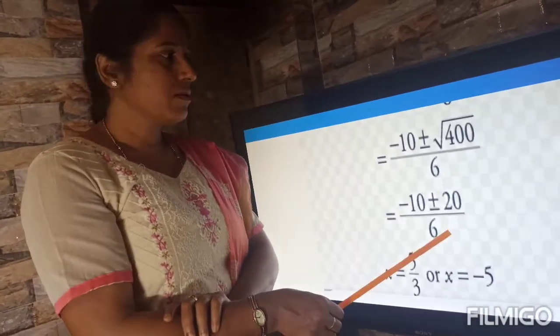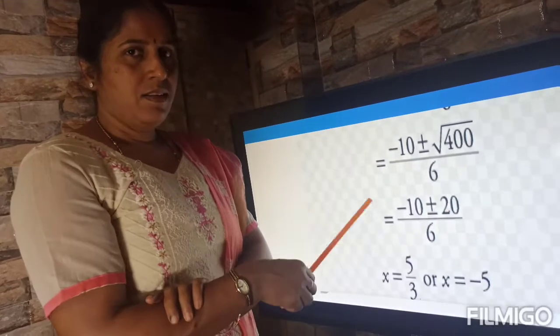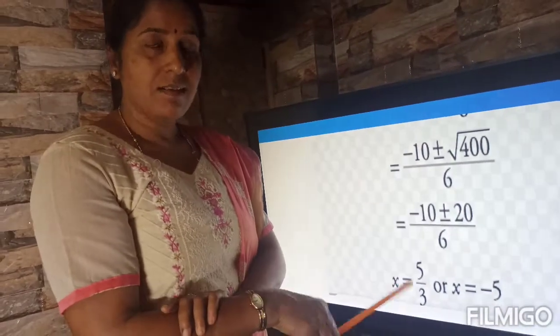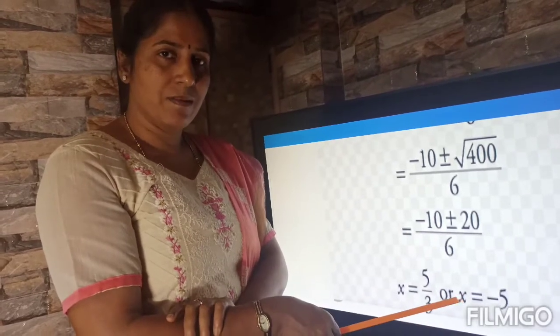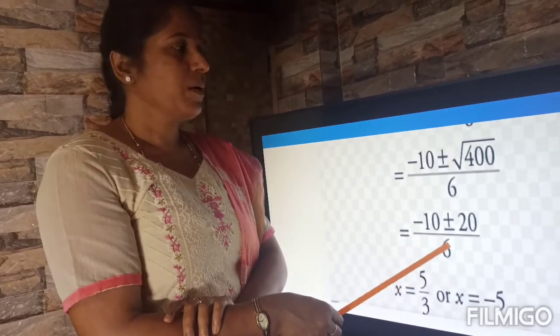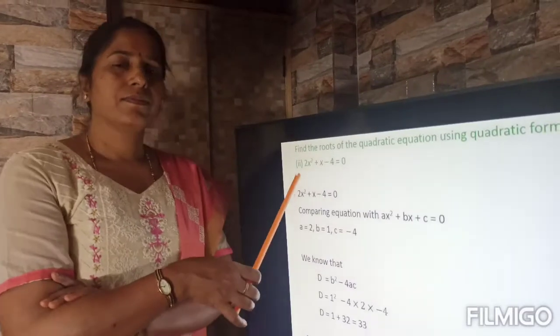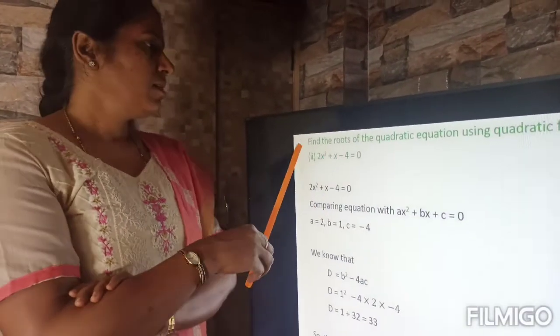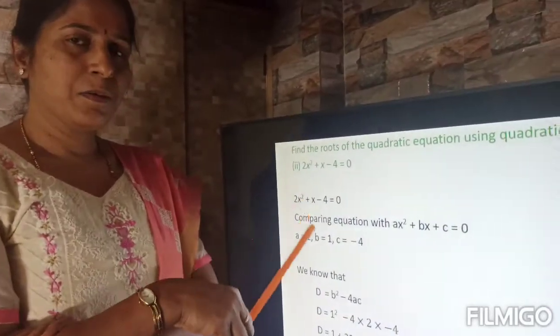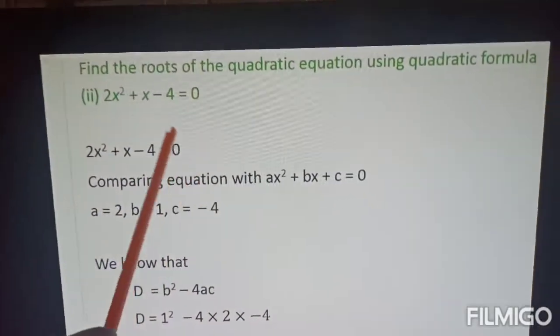Now, understood how to find the roots of the quadratic equation? You understood now? Okay. We will do one more sum to find the roots of the given quadratic equation.